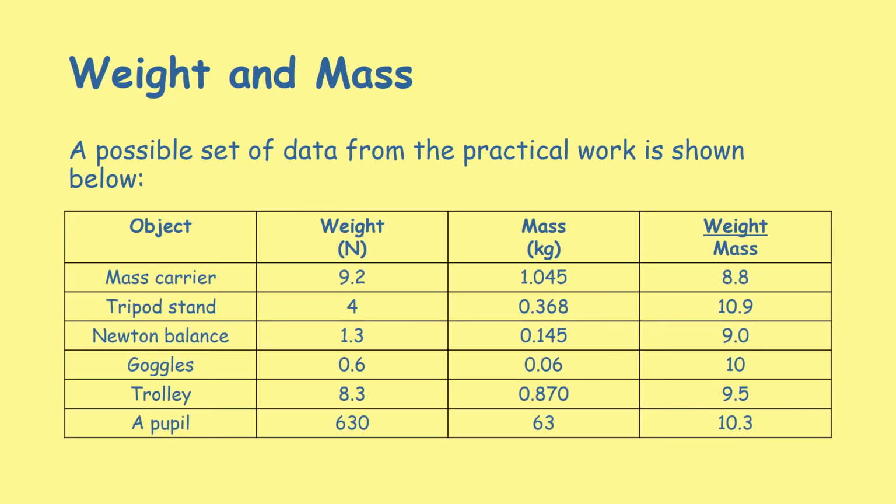So we've got lots of different objects there. We've got a mass carrier, a tripod stand, Newton balance, all the way down to a whole pupil. We can have a look at the weight, we can have a look at the mass for each of these objects, and if we actually take the weight and divide it by the mass, you can see that we have some very similar numbers just here. So we've got 8.8, 10.9, 9.0, 10, 9.5, 10.3. They're all very, very similar, and they actually are very close to a constant value. And this constant value is what we call the gravitational field strength on Earth.